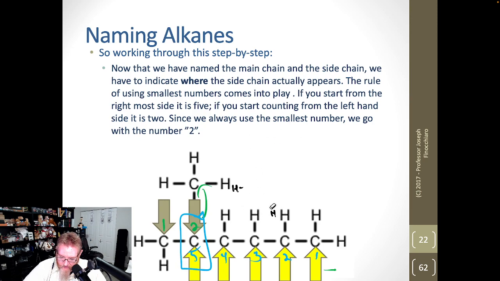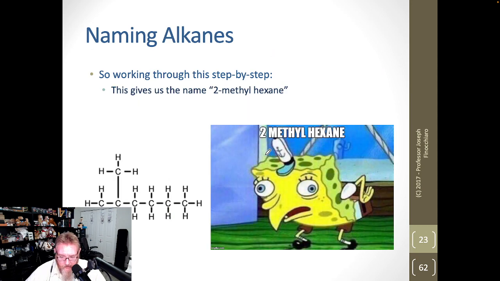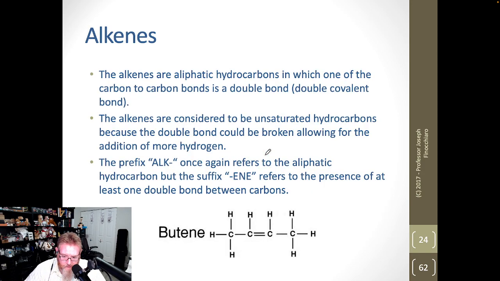If we go back to this one, straight up, not doing anything funky to it, this comparatively should be easier. 1, 2, 3, 4, 5, 6. We already know this is hexane. We know this is a methyl. And it's on 2. So we should be looking at 2-methylhexane. And that's exactly what we're looking at, 2-methylhexane. Deep breath.